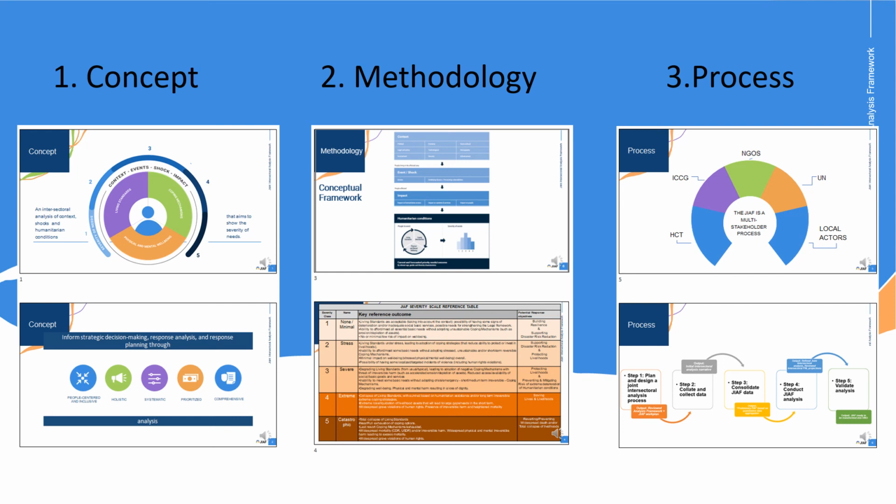And finally, we looked briefly at the JIAF process, which should be a consultative process, and is ideally led by a small JIAF team which does the heavy lifting. We concluded this module by looking at the 5 key steps of the JIAF process. Modules 2, 3, and 4 will go into further detail on these aspects.